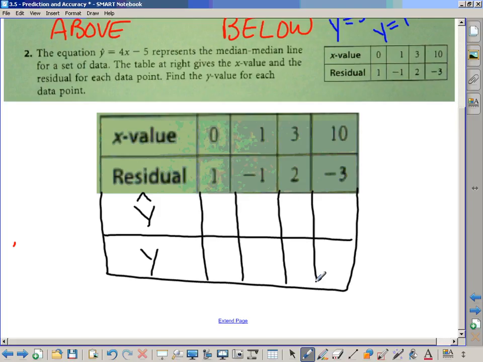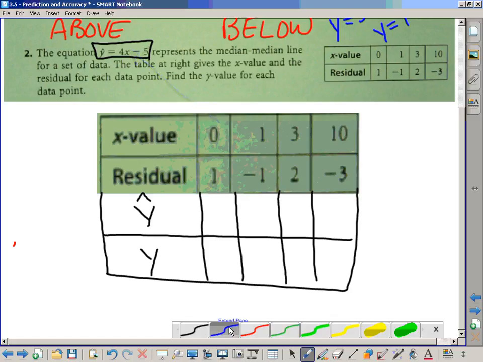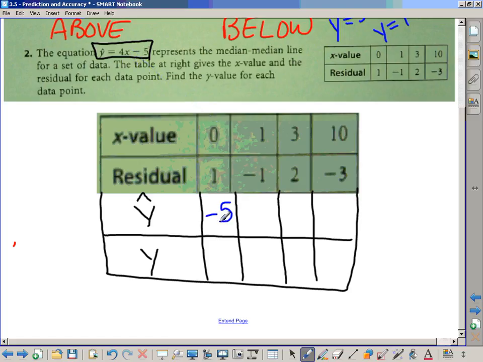So what we want to do is first calculate all the different y hats. And if you're still not sure what y hat is, and why I keep saying that weird term, y hat is the y value you get from your median line, your regression line. So take the first x, 0, and plug it into that equation. What's 4 times 0? 0. 0 minus 5, negative 5. So the first y value from your line of best fit would be negative 5.